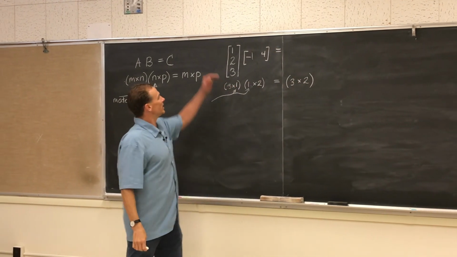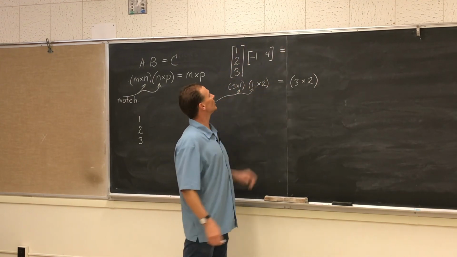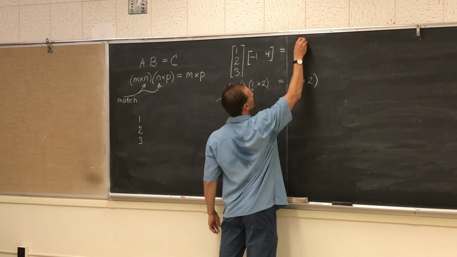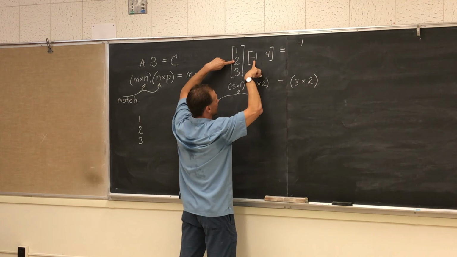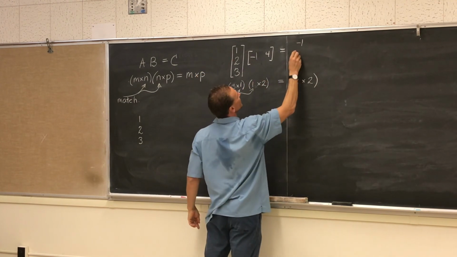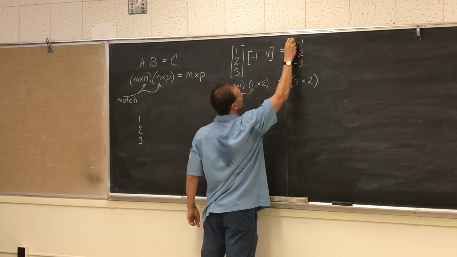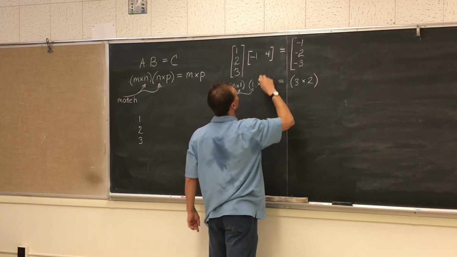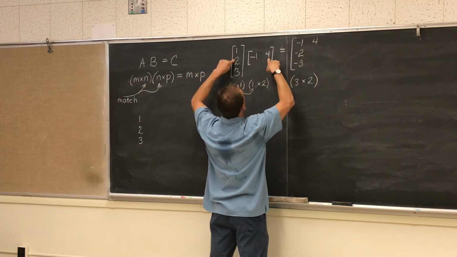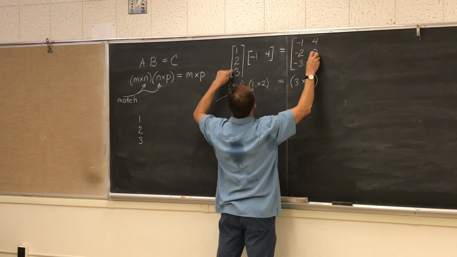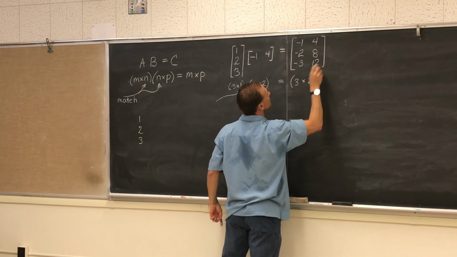Well, we know that it's row 1 dotted with column 1 to get the first entry. So 1 times -1 is -1. Then it's going to be row 2 dotted with column 1, so that's going to be -2. Continuing, that's a -3. And then we're going to take 1 times 4, 2 times 4, 3 times 4. Okay.